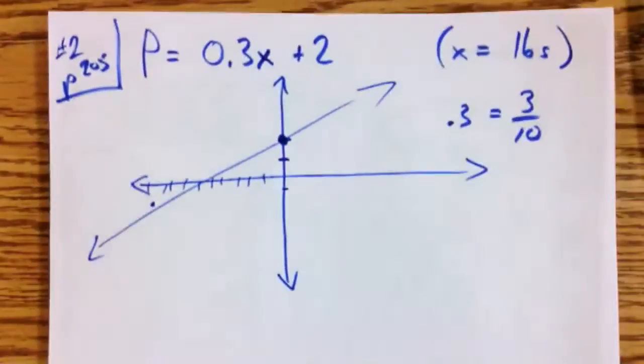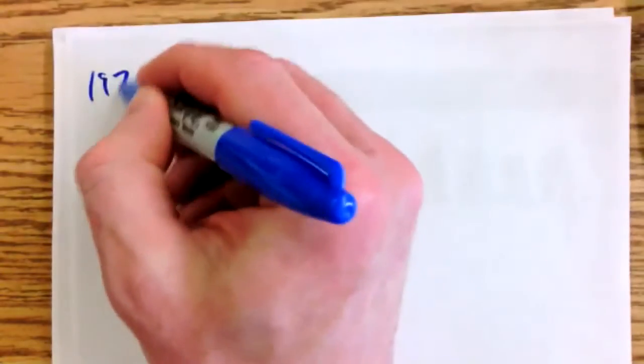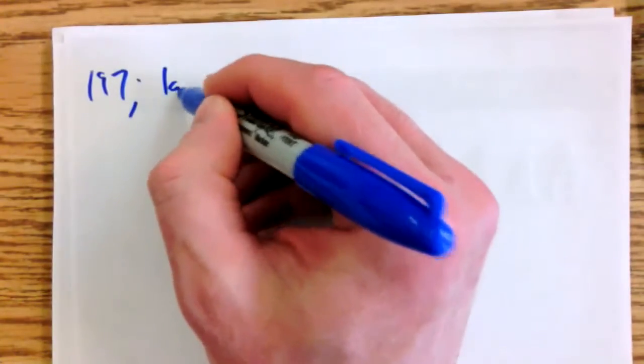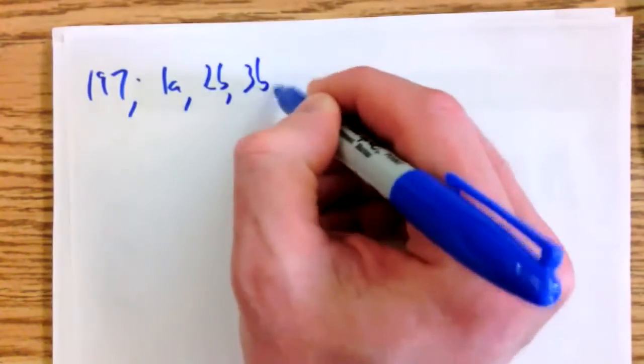I'm gonna have to write these down. 197, 1A, 2B, 3B, and E. Wanna be Kate. All right. Have you heard that song yet, Kate? Probably not. 197.